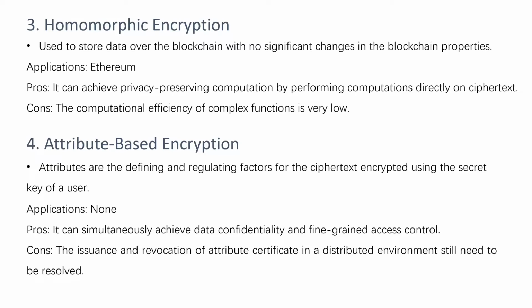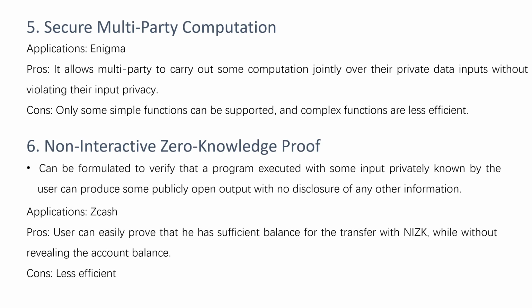Attribute-based encryption is another cryptographic method, although it has not yet been deployed in any form on a blockchain for real-time operation. Some decentralized ABE schemes were proposed to employ ABE on the blockchain. Multi-party computation allows multiple parties to carry out some computation jointly over their private data inputs without violating their input privacy, and it has already been deployed on Enigma, which leverages an external blockchain as a corruption-resistant recording of events.